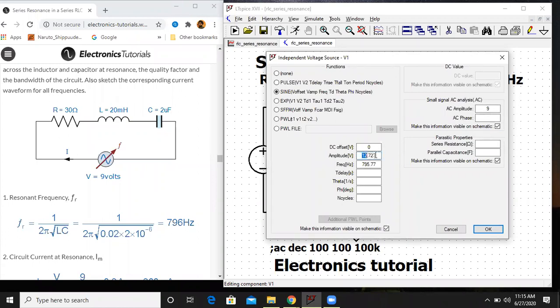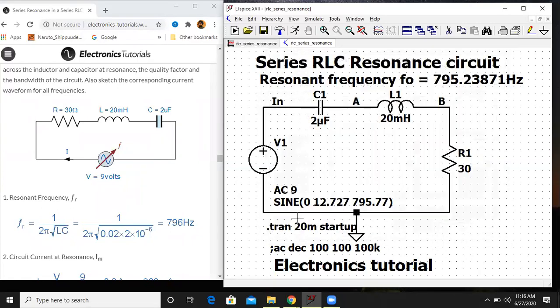That is the 12.7 amplitude, and the frequency will be the resonant frequency. Remember, you have calculated it using a calculator. That is around 795.77. So click on OK. That sine will come. Is that okay now? Is that coming now? Okay, sir. Thank you. Yes, sir, it's coming. Good. Okay, so next we'll run this.